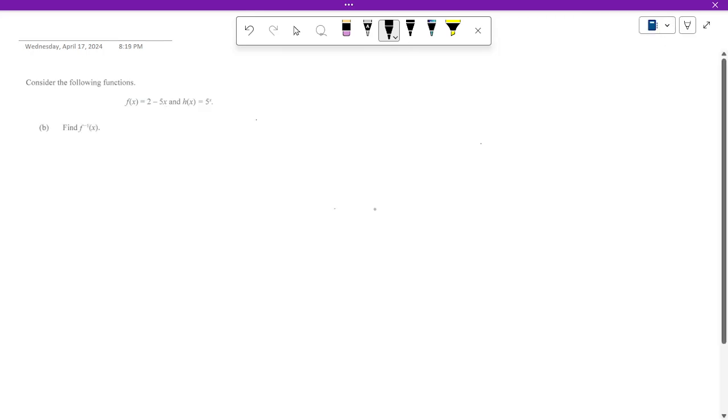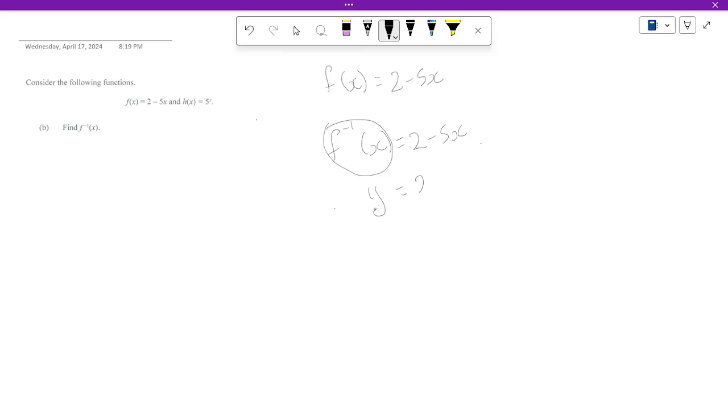Okay, so next up we have an inverse question. For the inverse question, we're going to have to do one thing first. We're going to write it as y. So let's first write out which one we're using, which is f of x, which is equal to 2 minus 5x. We're looking at f inverse of x. So what we're doing now is writing it in terms of y. For f inverse, we're going to write this as y is equal to 2 minus 5x.